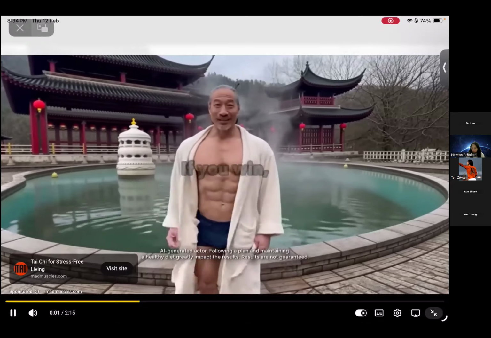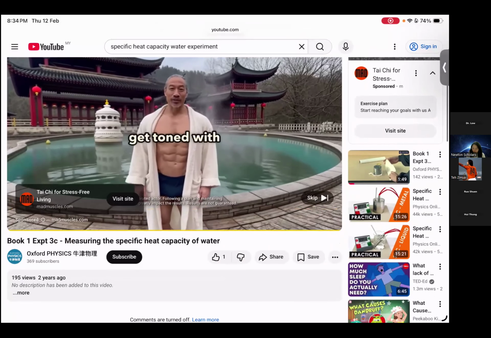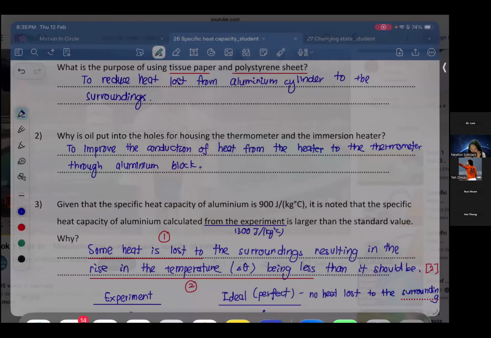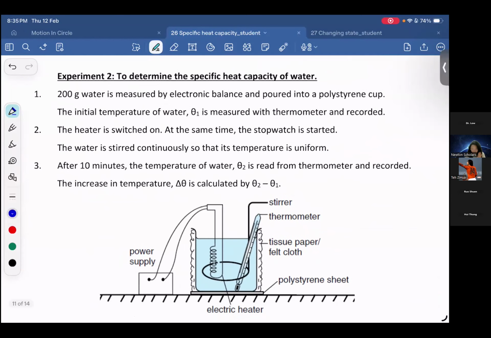My wife said, if you win, we'll fly to Asia. If I win, we'll fly to Paris. I bet you won't get... It's none of my business.